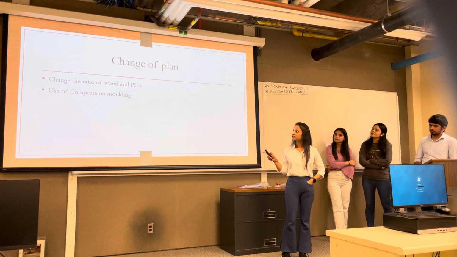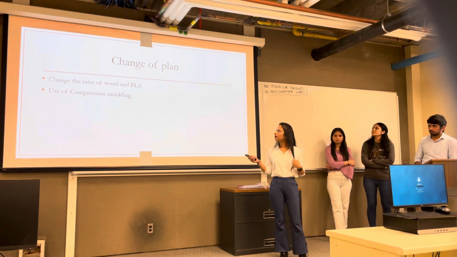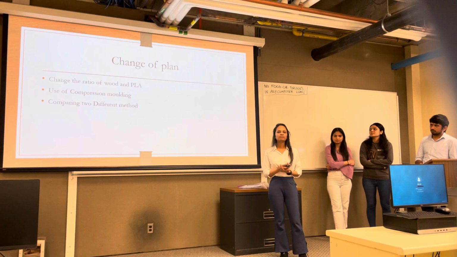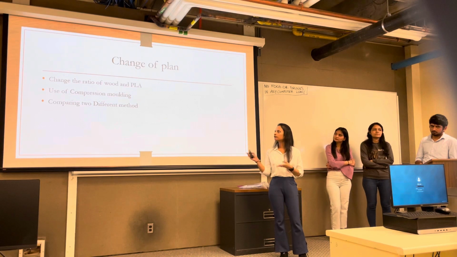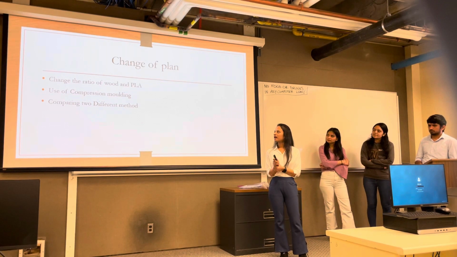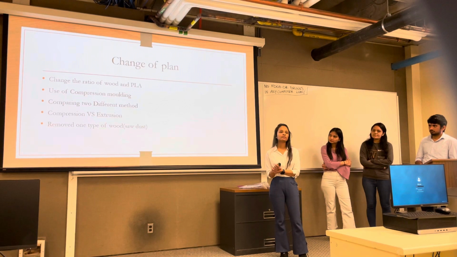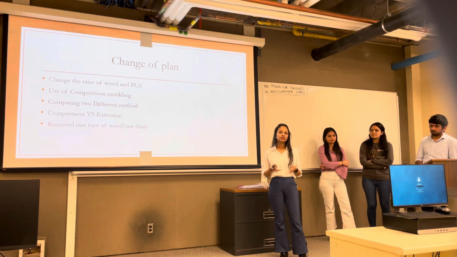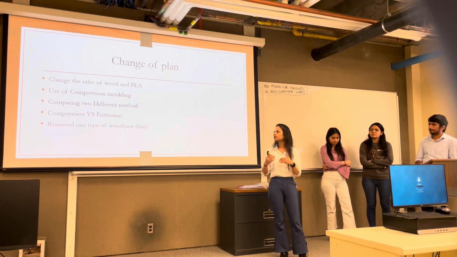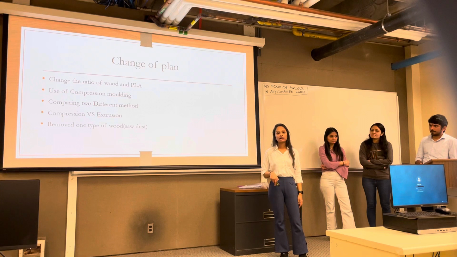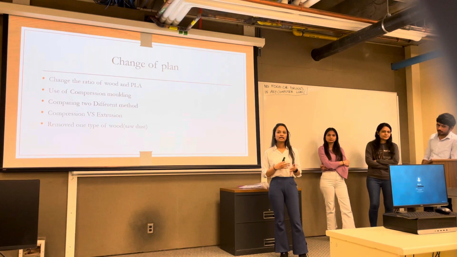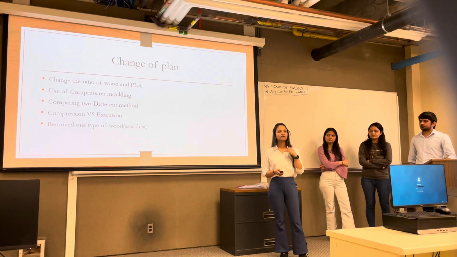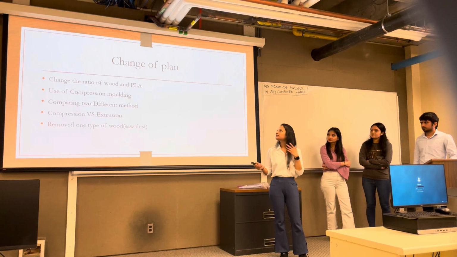We also faced a problem using the compression molding machine. We didn't plan to use it, as our plan was only to use the extruder, but it was not available, so we had to use the compression molding machine. We also didn't plan to use 2 different methods. We planned just the extrusion method, but we were waiting and had nothing to do, so we went with both compression and extrusion. And we also removed one type of wood. Earlier we had 4: elder, cherry, maple and sawdust, but we were only allowed 3, so we removed the sawdust. That is also a change of plan.